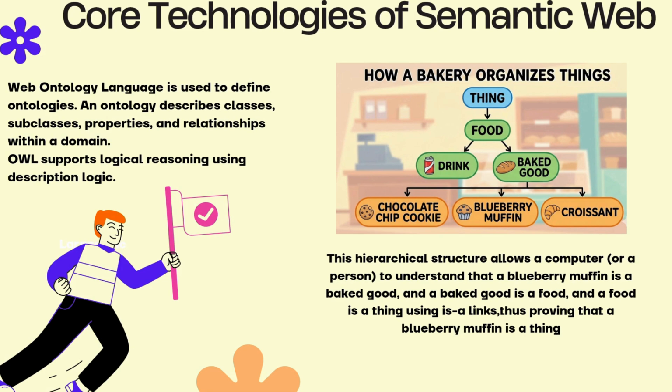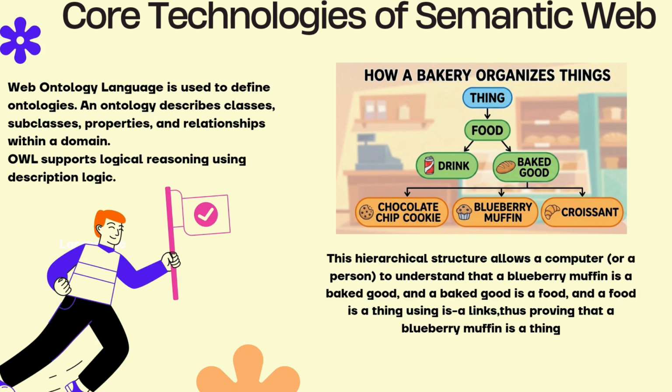So RDF is great at storing individual facts. But what if we want the system to reason, to automatically figure out things it wasn't directly told? That's what OWL is for. OWL stands for Web Ontology Language. An ontology is basically a formal map of a subject area. It defines all the categories in that area, how they are organized, and the rules that govern them.